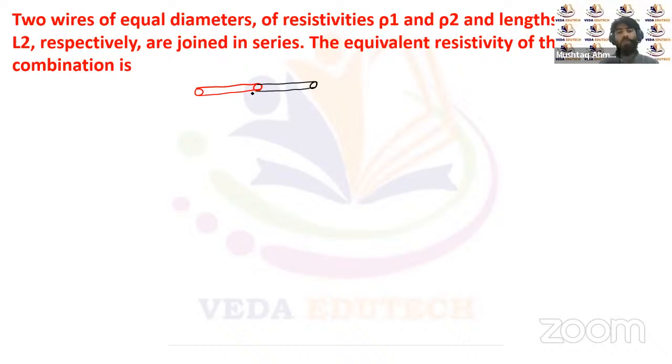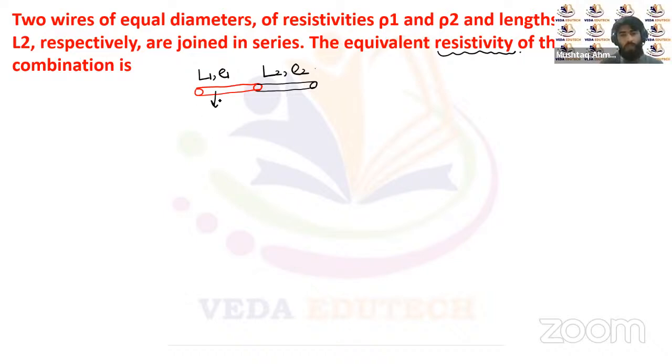Now these wires are joined together in series like this. Let's suppose the length of this is L1 and its resistivity is rho 1. The length of this is L2 and the resistivity of the second wire is rho 2. Now the question is that we have to find the equivalent resistivity, not equivalent resistance, for these two wires.